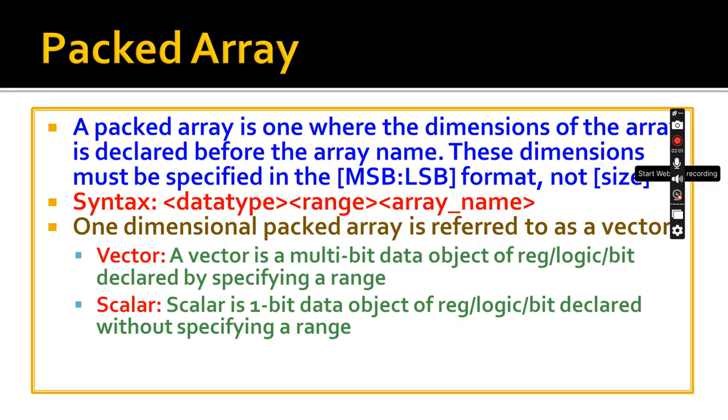Now packed array. A packed array is declared with dimensions before the array name. These dimensions must be specified in the format MSB then LSB, not the size. And this is the syntax. We should give the data type, then the range, then the array name. Now, a one-dimensional packed array is referred to as a vector. What is a vector? A vector is a multi-bit data object, and a scalar is a one-bit data object.